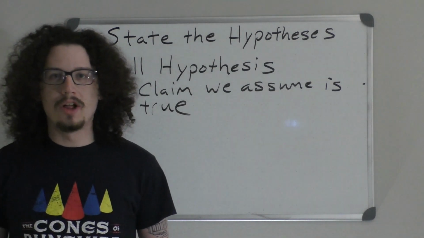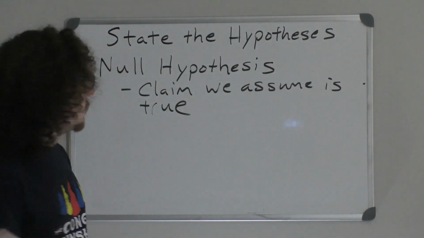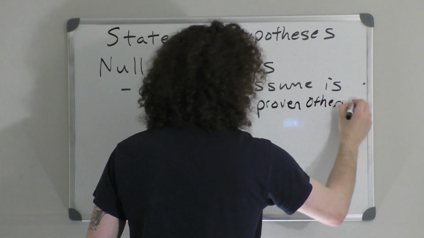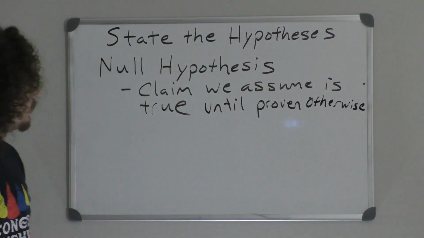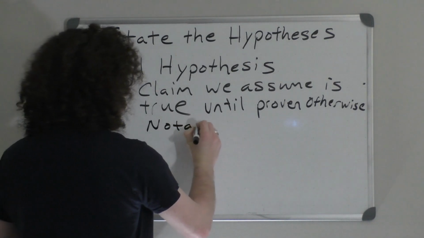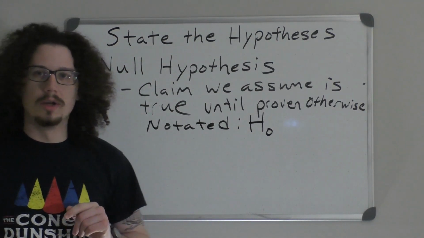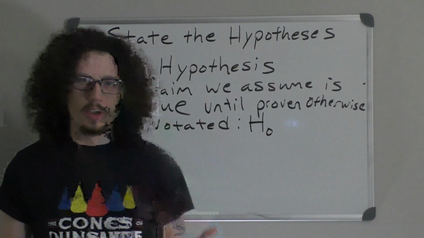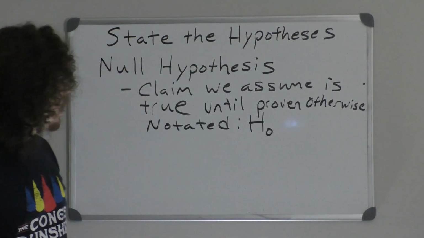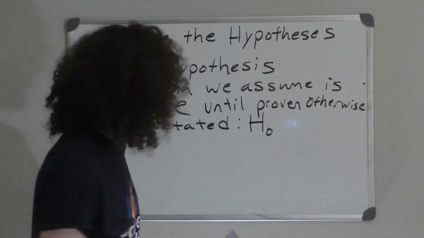Alright, so the short version of what the null hypothesis is, this is the claim that we are going to assume is true until we can prove otherwise. I guess that's not really the short version, that is the full version, right? So it's the claim that we're going to assume is true until proven otherwise. And it's going to be notated H with a subscript 0, right? So the null hypothesis, H subscript 0, we sometimes refer to that as H naught, all right? So either the null hypothesis or H naught, that is the claim that we're going to assume is true until proven otherwise.